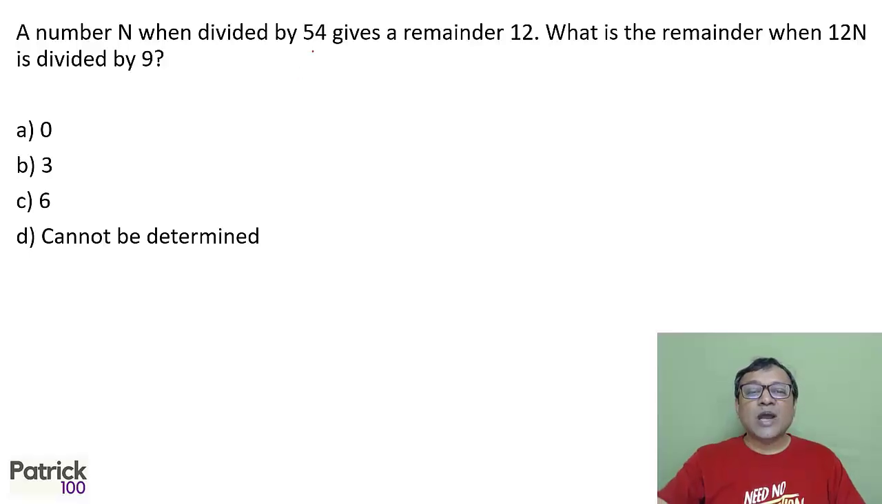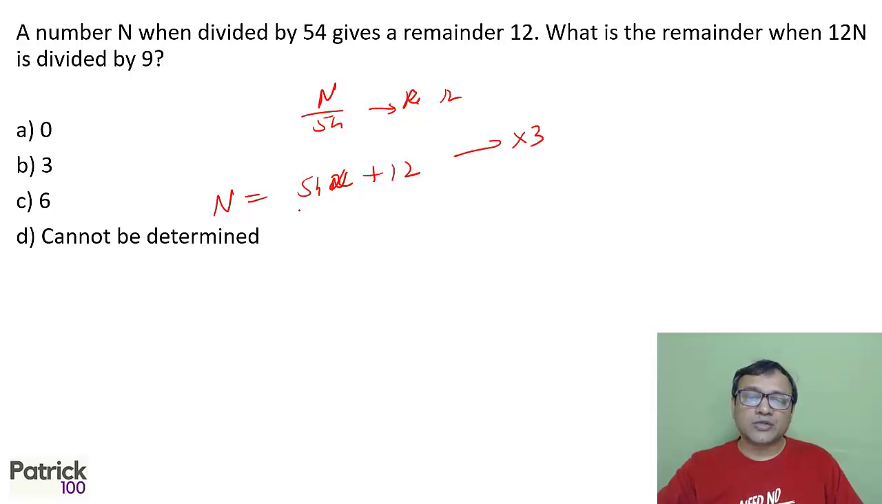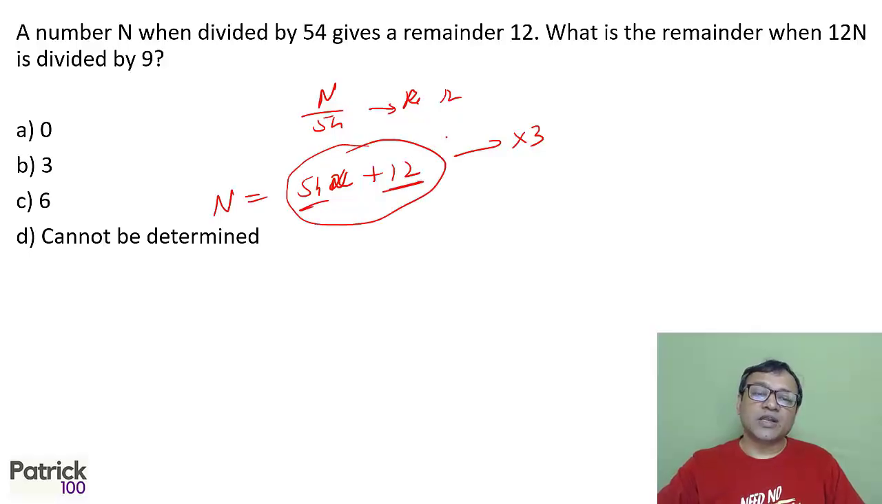The number n when divided by 54 gives the remainder 12. That means the number should be 54x plus 12. The number n should be 54x plus 12. Or if you look at it, it's a multiple of 3, because 54 is a multiple of 3 and 12 is a multiple of 3. So overall it is a multiple of 3.